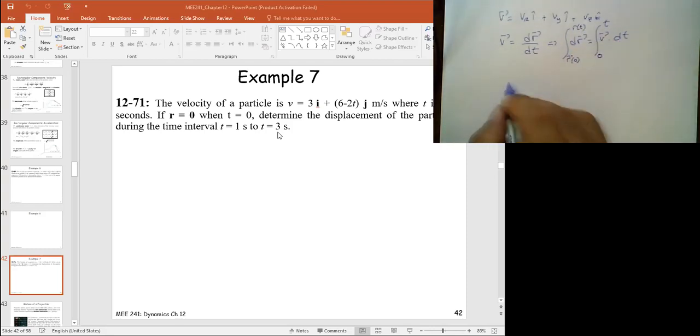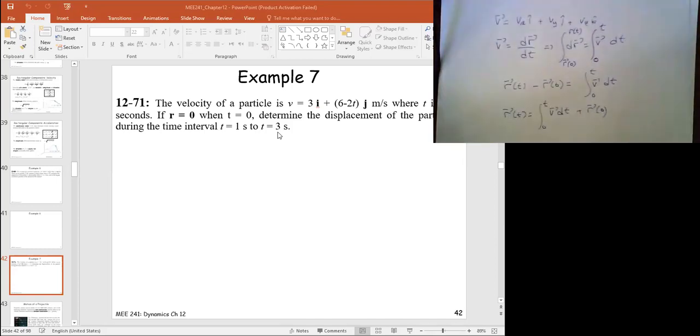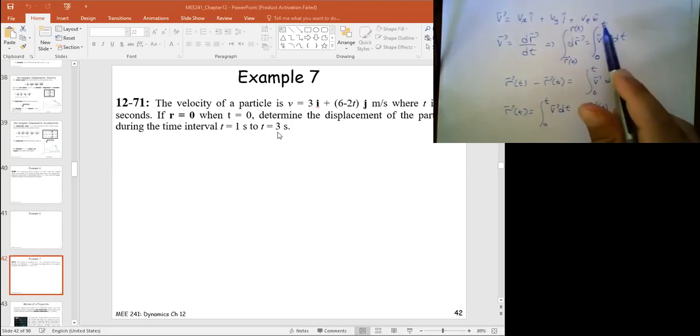Doing this integration, you're going to end up with r of t, which is obviously a vector, minus r of 0, equal to the integration of v dt from 0 to time t. So r of t will be equal to the integral from 0 to t of v dt plus r of 0. In the case that we're doing right now, we're only interested in finding this whole term from time t1 to time equal to 3 seconds. So you'll just do that.